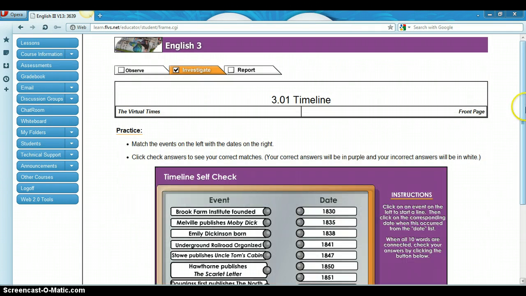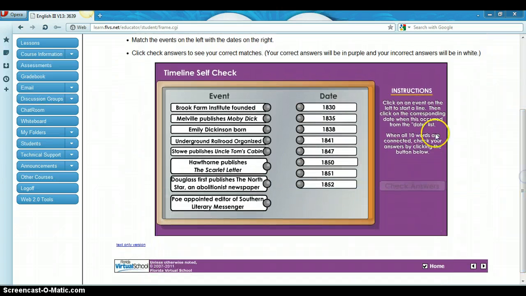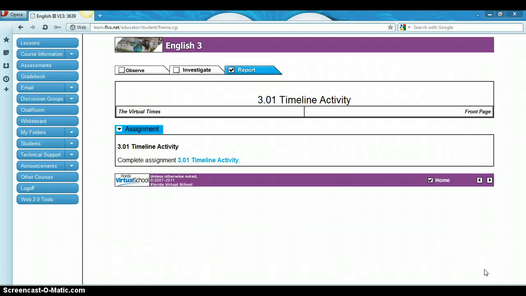So don't forget, in here you've got these handy dandy little practice things, and then you're going to go to the assessment section, which is right here. You're going to open up 301 and complete that timeline activity. So that's one assignment down. Don't forget, if you took notes while you were reading the links, you can use them to help you complete this activity. I really encourage note taking.